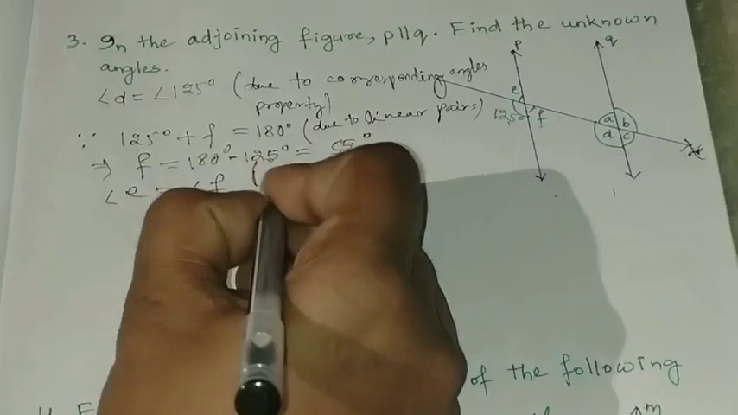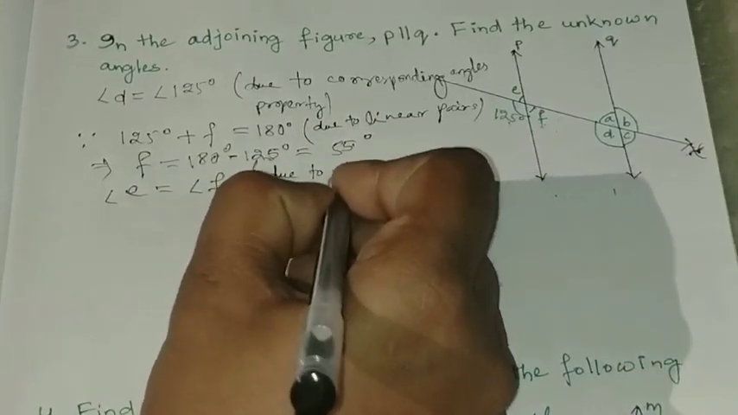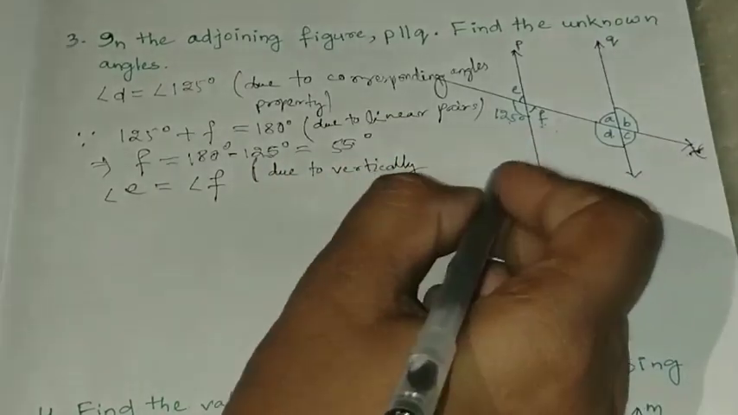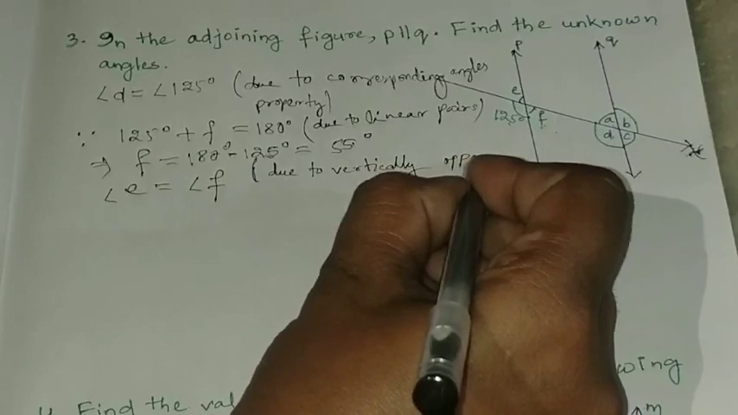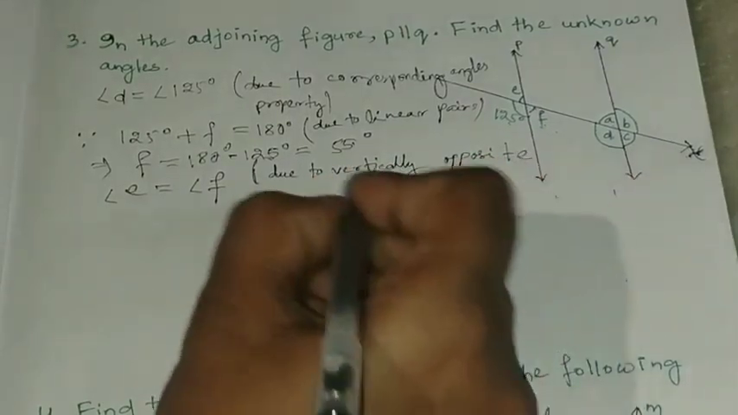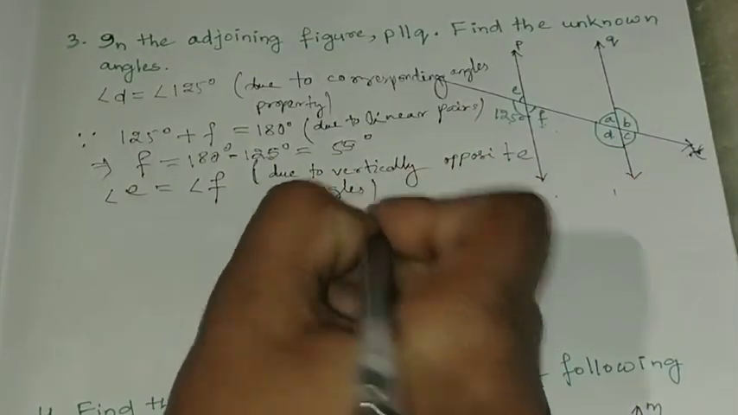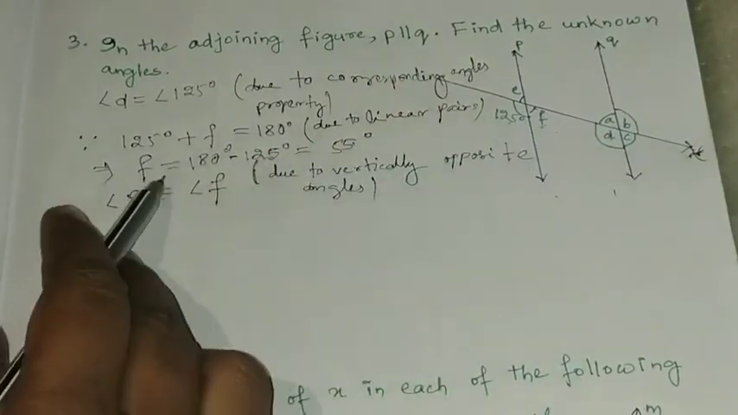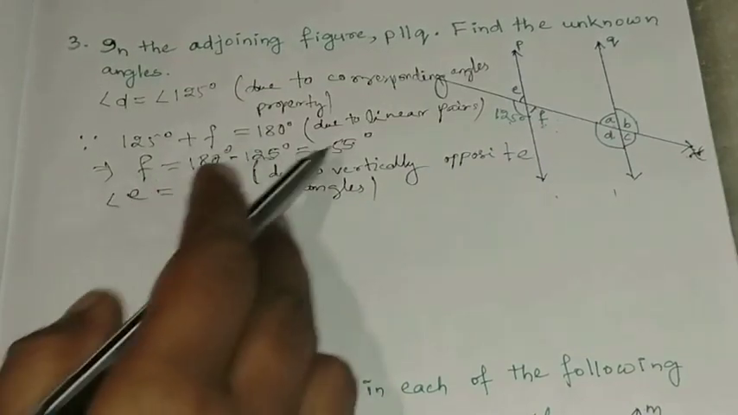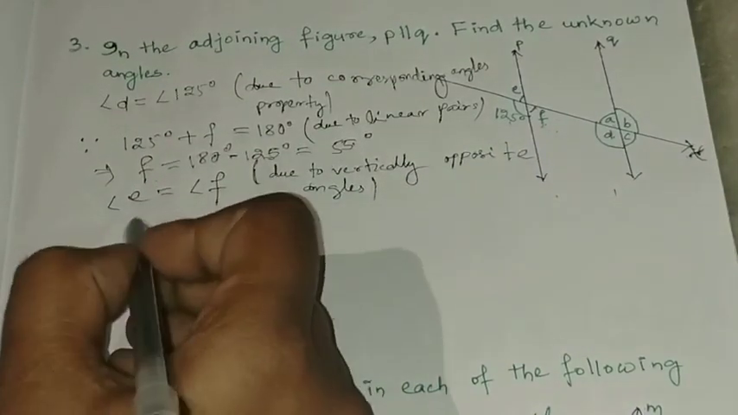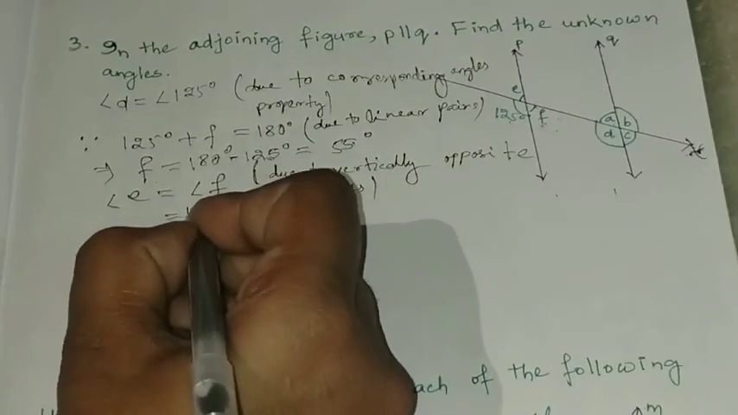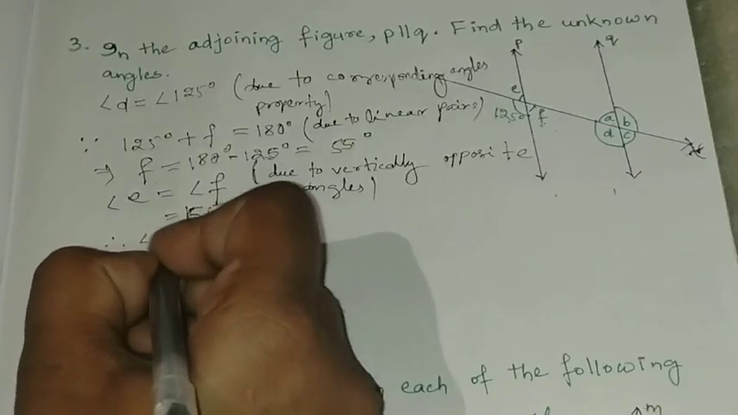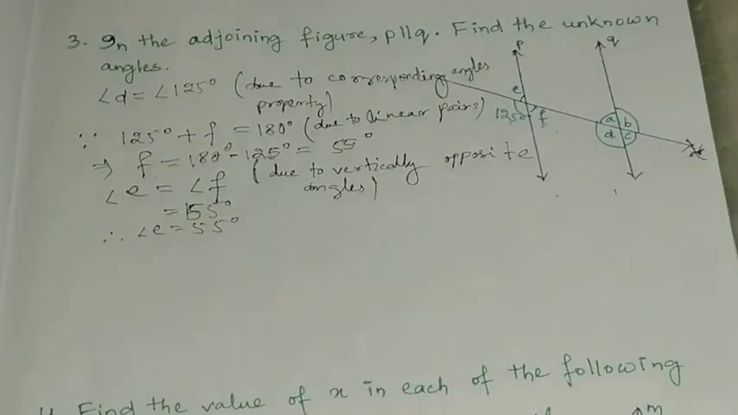You can write due to vertically opposite angles. Due to vertically opposite angles, angle E equal to angle F. What we have found the angle? Angle F is how much? 55 degree. So angle E equal to 55 degree.